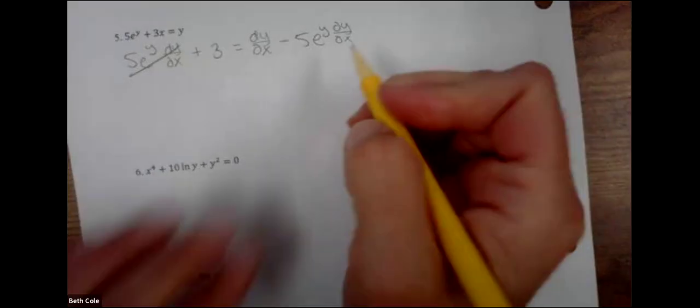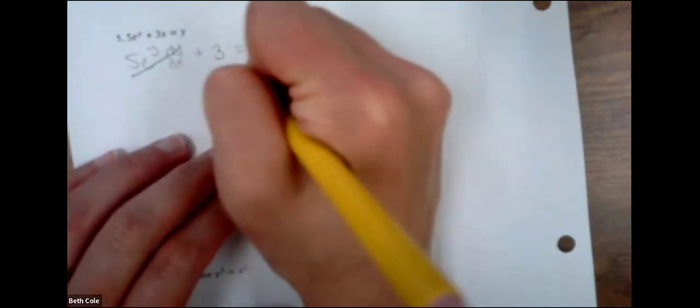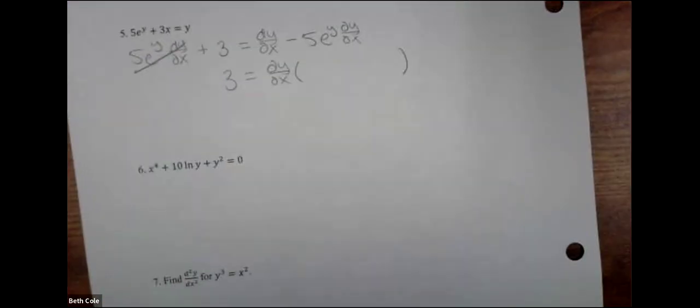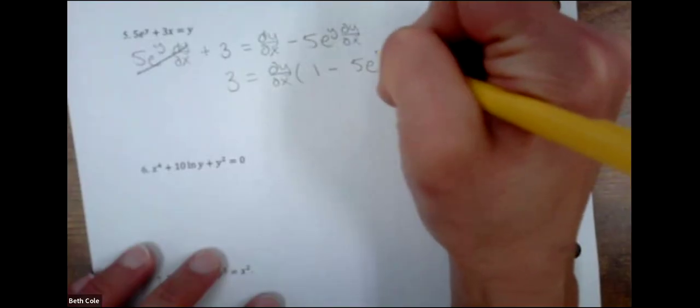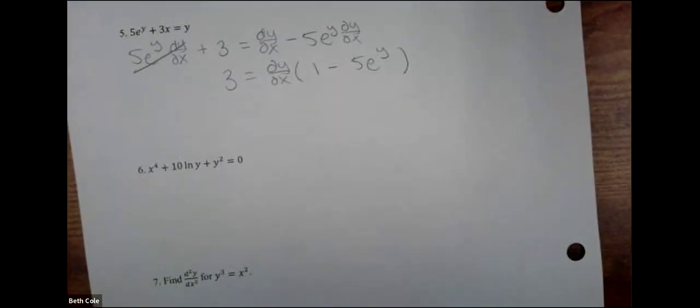Okay. Now we're going to factor. So we're going to factor dy dx out of this. It's a greatest common factor. This is kind of tricky. 1, good, minus 5e to the y. And then your last step is to divide all of that over.